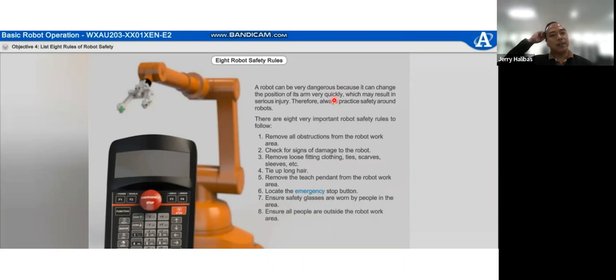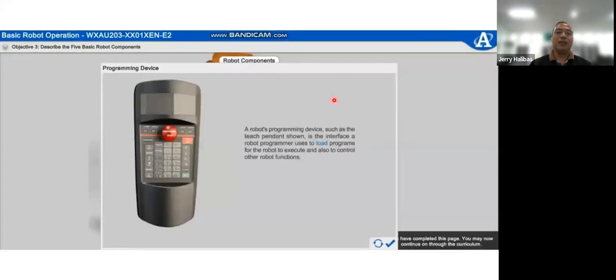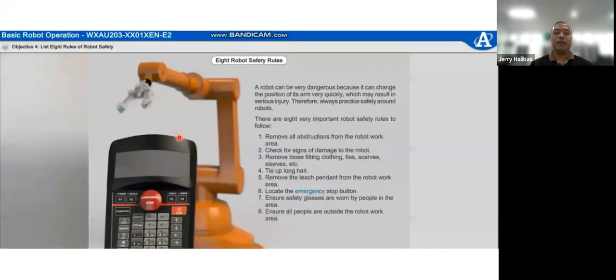Then number 4, those with long hair should tie their hair back, in case it gets caught too. Number 5 is remove the teach pendant from the robot work area. So this programming device is also the teach pendant.